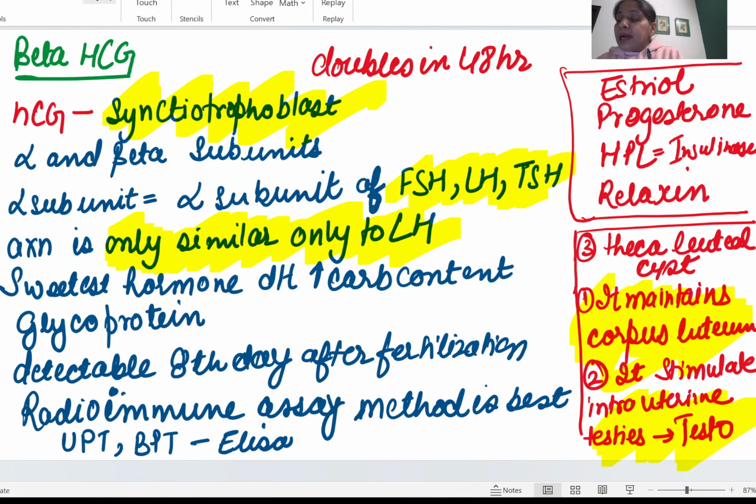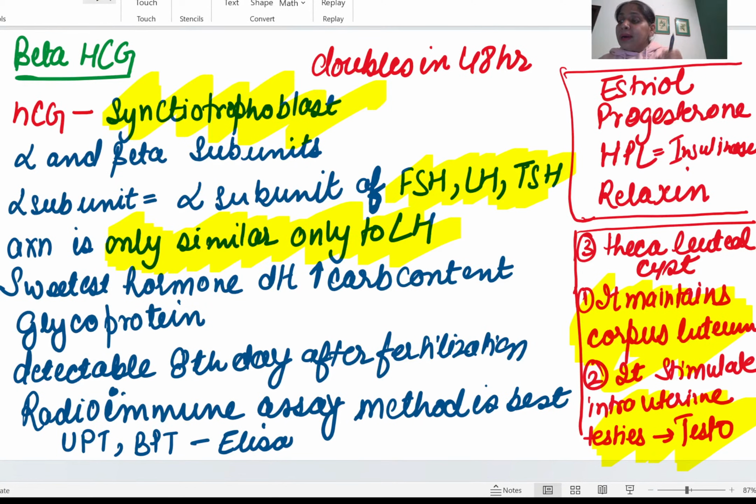LH is not synthesized in early pregnancy. HCG is synthesized, and due to its luteotropic effect, the testes Leydig cells synthesize testosterone. Is it clear, Dr. Kavita?